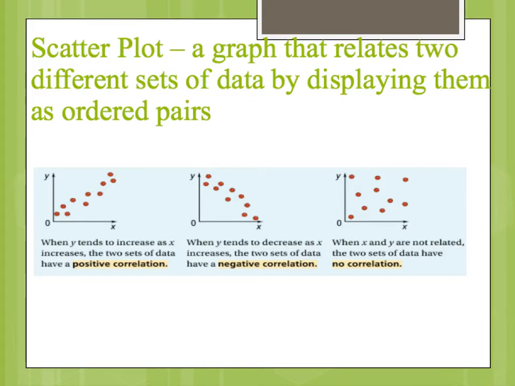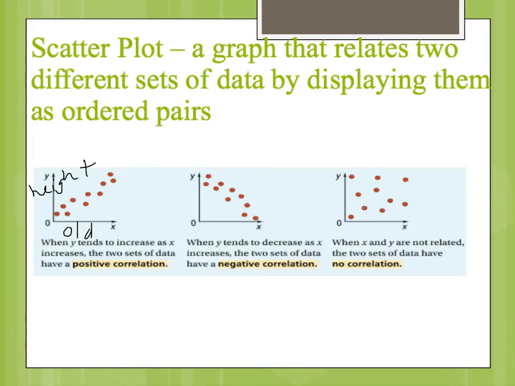So we have something with a positive correlation. A graph like this could be how old you are compared to your height. As you get older, you typically get taller. So that would have a positive correlation, meaning the older you get, the taller that you get.